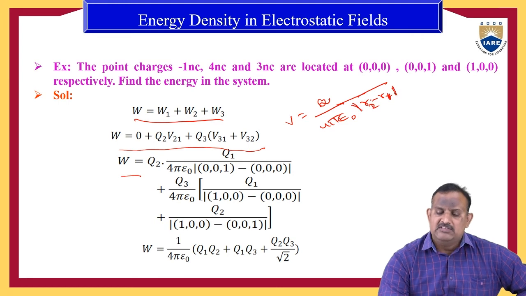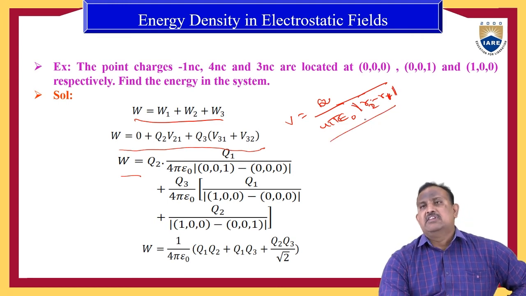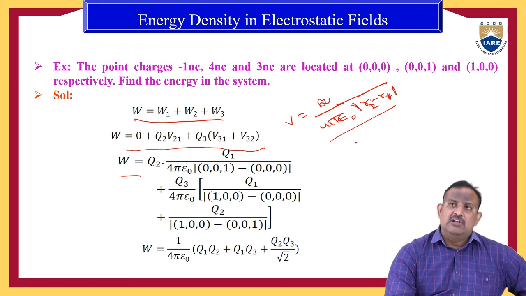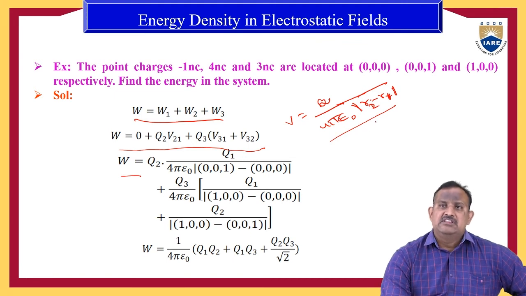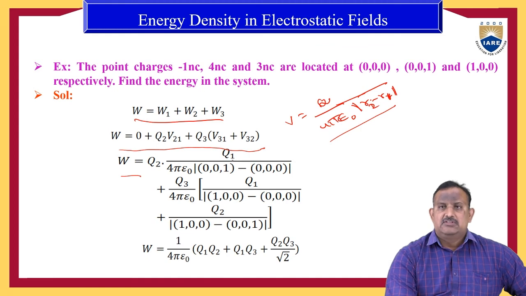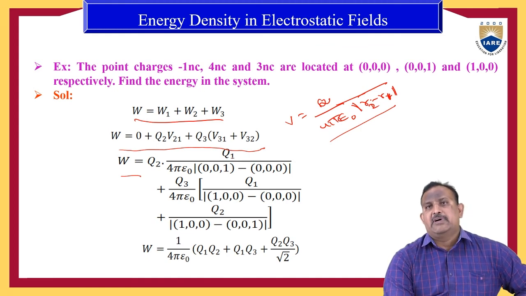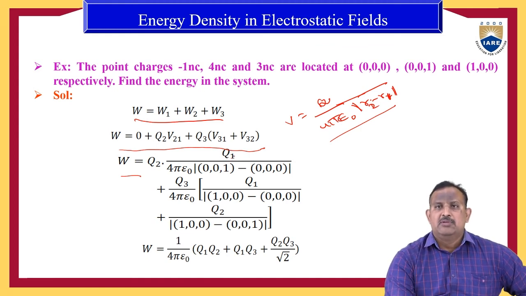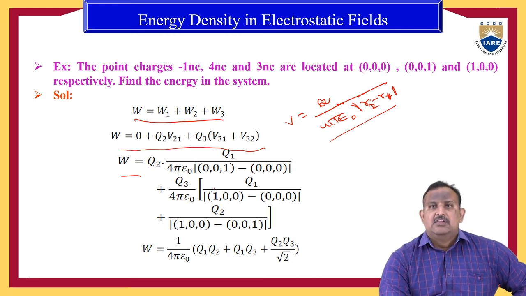where modulus of R2 minus R1 is the distance vector. So based upon that potential formula, here it is the potential at point P2 due to Q1, which is Q1 by 4 pi epsilon naught into R2 minus R1, where R2 is 0, 0, 1 minus R1 is 0, 0, 0, plus the second one.